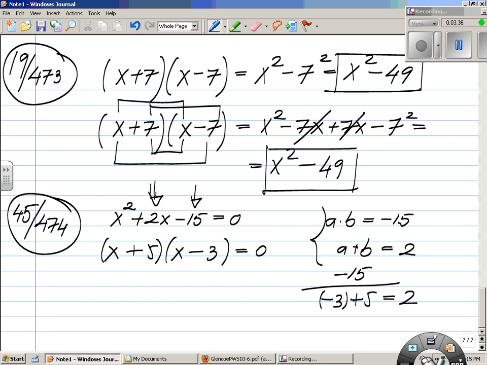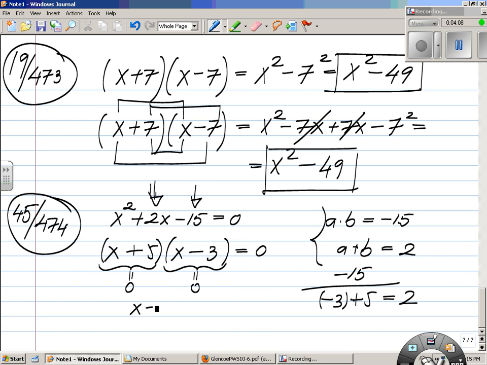Alright, now we have to solve this one. I have to find the values of x for which this product will be 0. By the zero product property, if the product of two factors is 0, each one of these two factors has to be 0, either one of them or both, right? So I need the first one to be 0, and the second one to be 0.